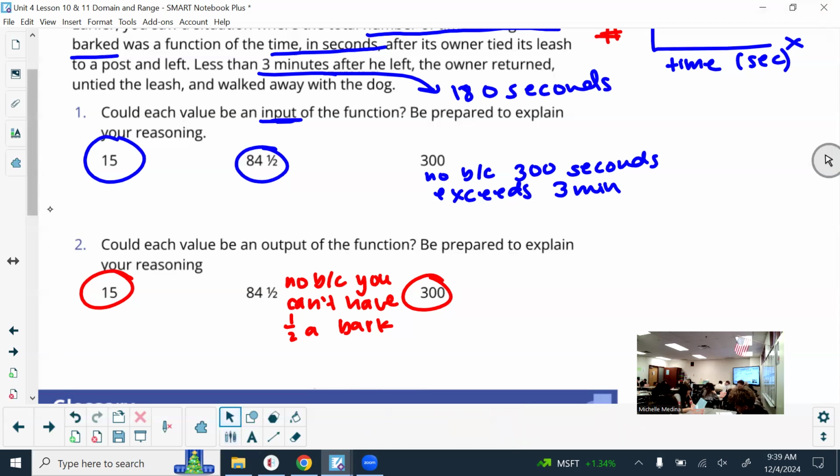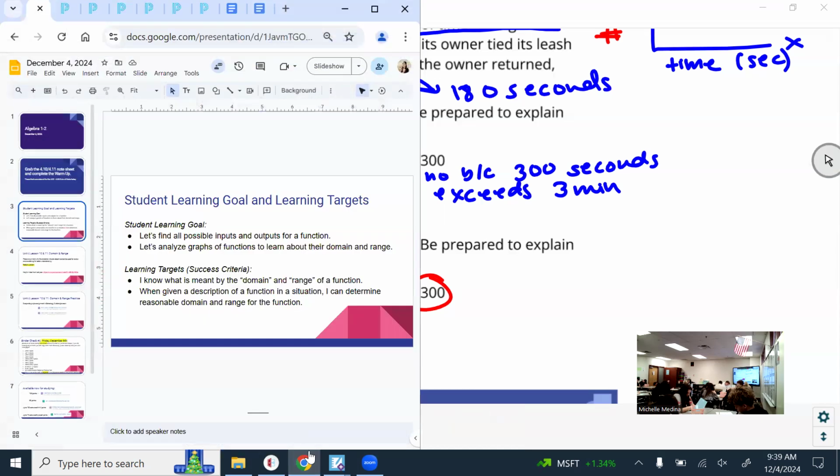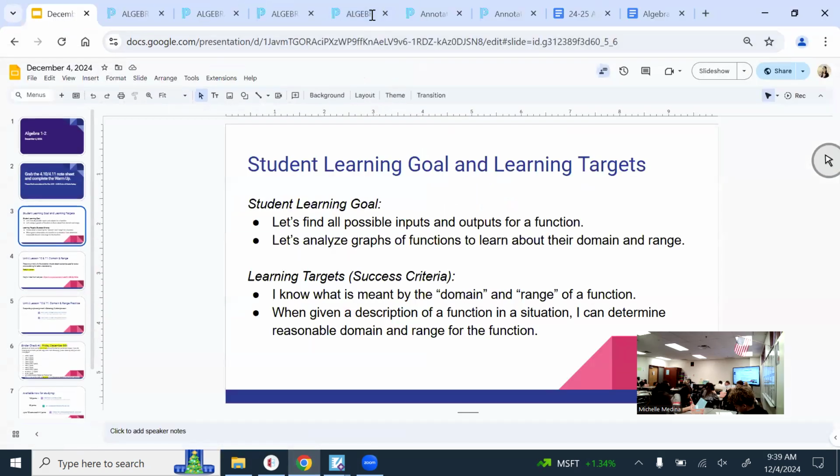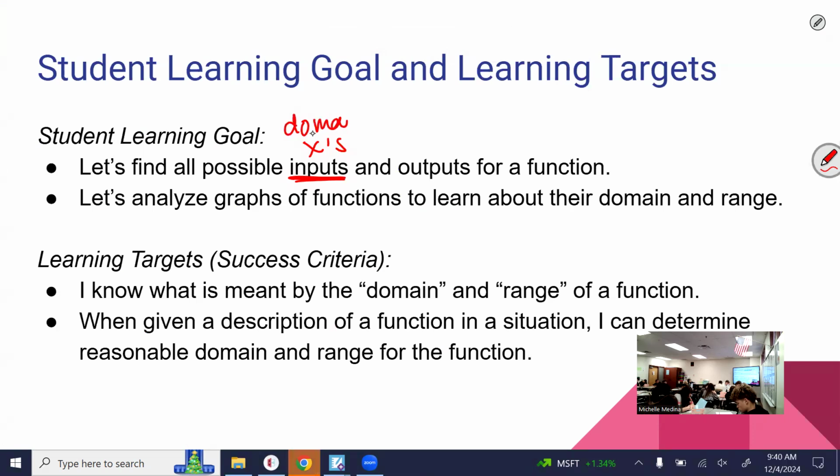Okay, so that is what we are covering today. We are talking about all the possible inputs and outputs of a function. And we call inputs and outputs lots of different things. Inputs are our x's. We also attach the word domain to them. We're going to attach that word again today. We're going to ask what's the reasonable domain, and you're going to tell me what's the reasonable inputs. We also call it the independent variable.